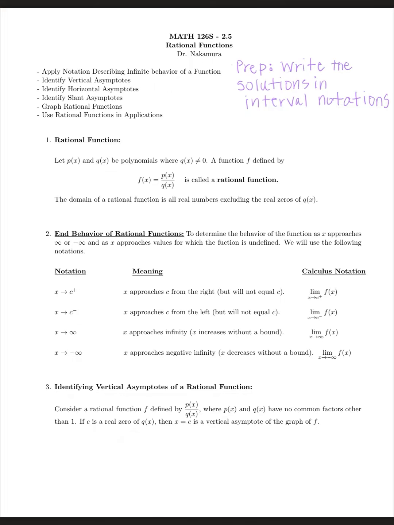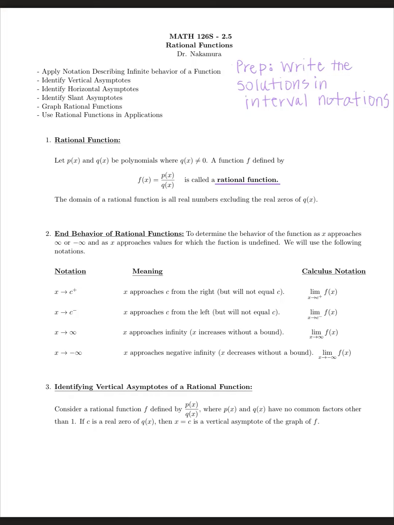Let's briefly go over what we're going to be learning in this section. First, we are going to learn how to apply the notation describing infinite behavior of a function, and finding the vertical asymptotes, horizontal asymptotes, and the slant asymptotes. And at the end, we're going to use all this information to graph rational functions.